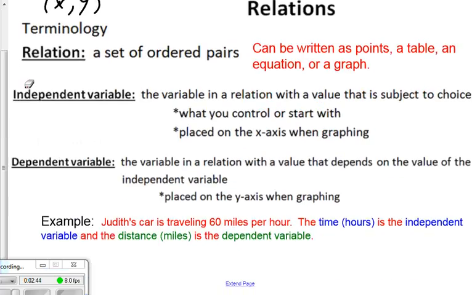Let's move on to independent variable. The independent variable is the variable in a relation with a value that is subject to choice. Now, what does that mean? Another way to say that is it's what you control or start with. Placed on the x-axis when graphing. That is very important. That is the x-axis. Think of this as our x values. So this is the one that you kind of control, or the one that changes on its own.